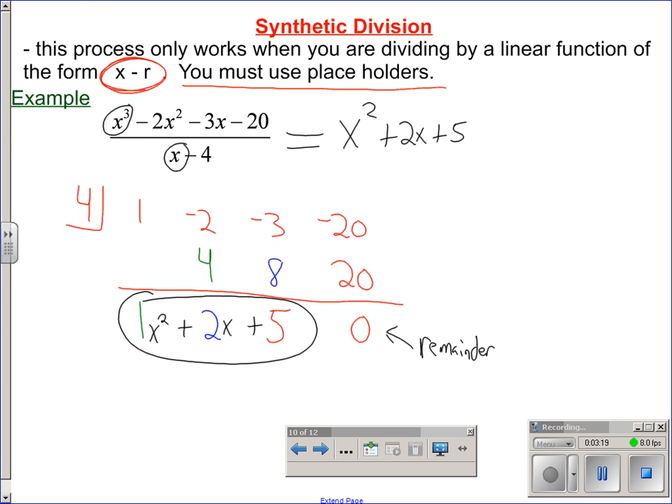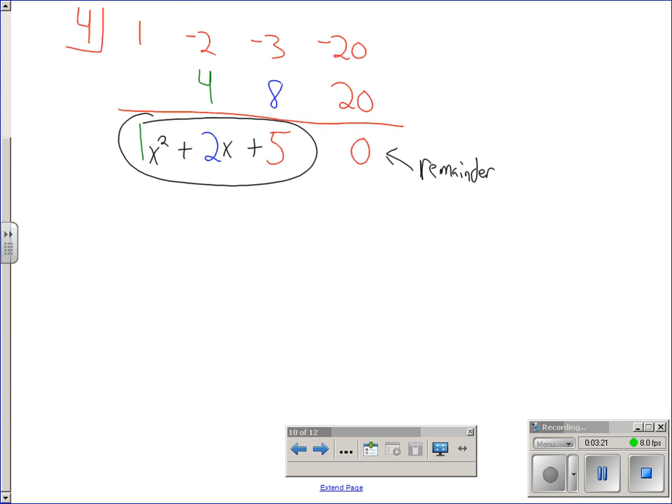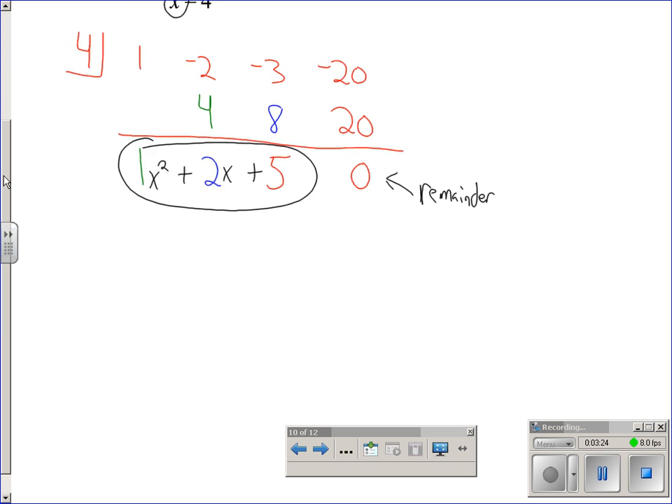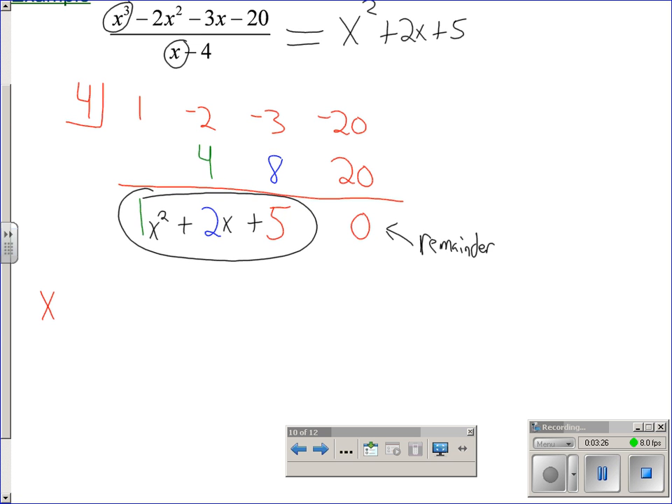So what we could say is this polynomial that we divided into, x cubed minus 2x squared minus 3x minus 20, is x minus 4 times x squared plus 2x plus 5. Okay? And again, because the remainder is 0, we know those things are factors. But this is the synthetic division process.